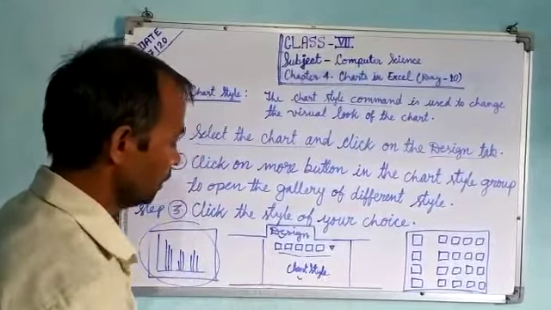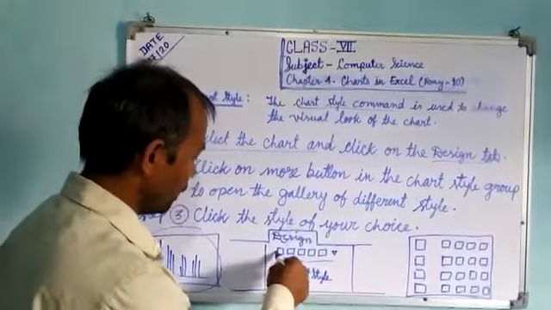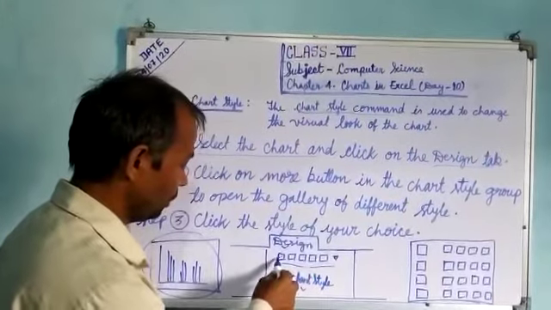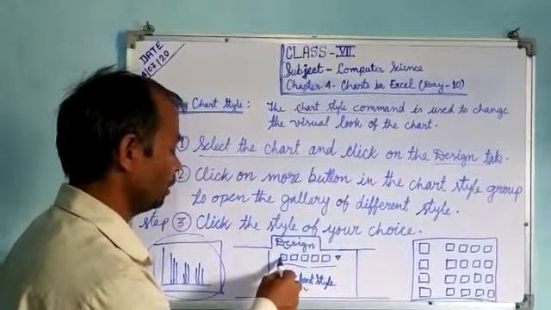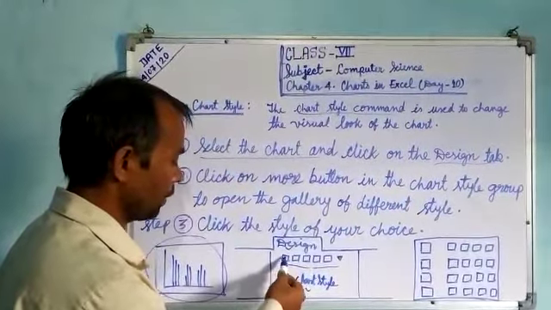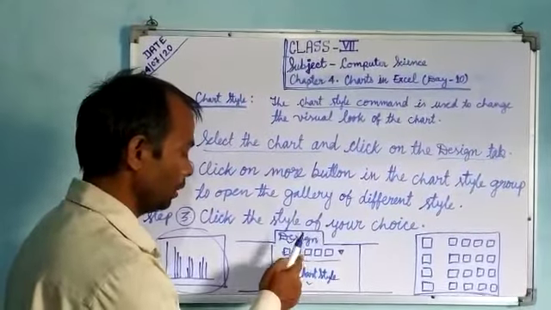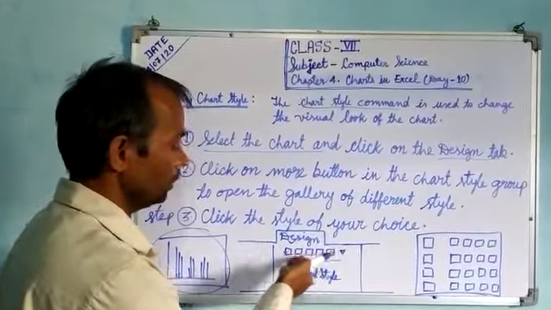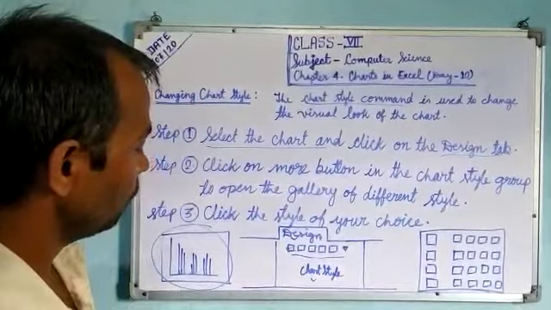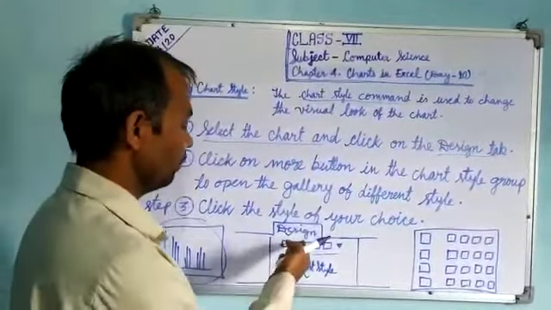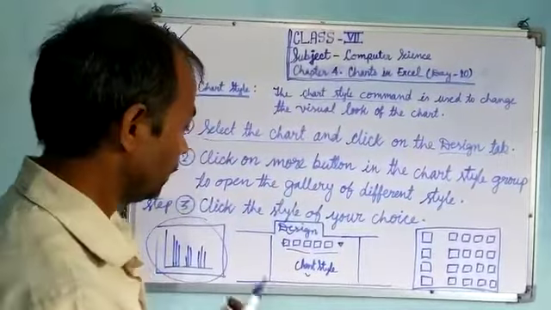These are the chart options. We can select any option here. If we want this type of chart, then click here. Otherwise, if we choose this type of chart, then click here. Whichever type we want to set, we can click on that chart.